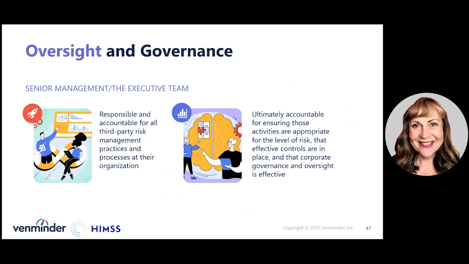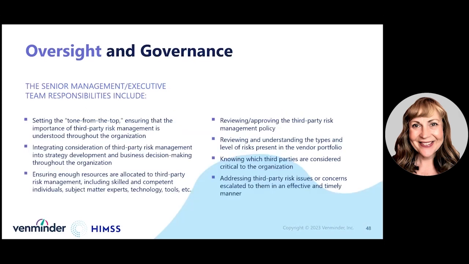they are responsible and accountable for the execution of third-party risk management processes across the organization. That means that they are responsible for making sure that the activities are appropriate and in scale with the presented risk, and that they are effective. Senior management is also responsible for setting that tone from the top and communicating that third-party risk management is a priority. They need to be sure that there are adequate resources in terms of skilled and competent people, that they're subject matter experts, and that there's the right technology and tools to manage these processes effectively.